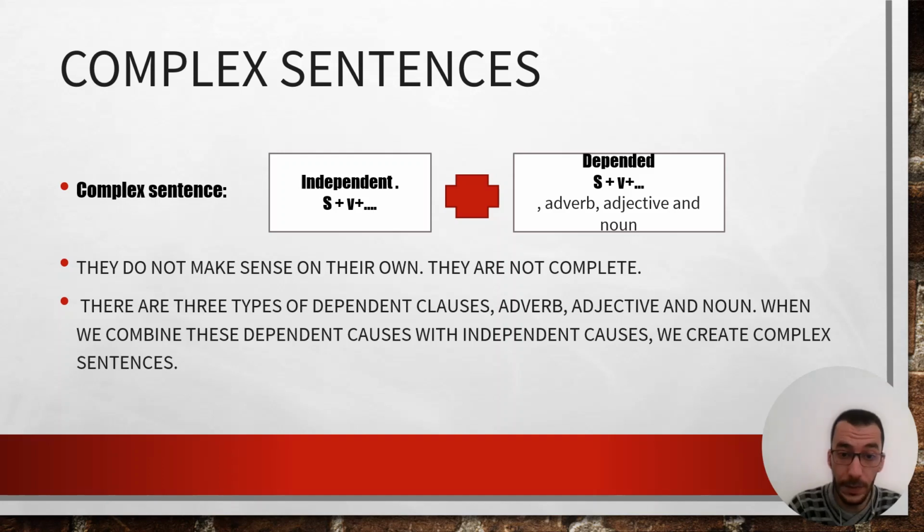There are three types of dependent clause. Meaning the dependent clause, there are three types of it: adverb, adjective, and noun. When we combine a dependent clause with an independent clause, we create a complex sentence.